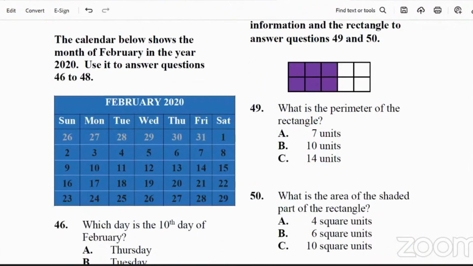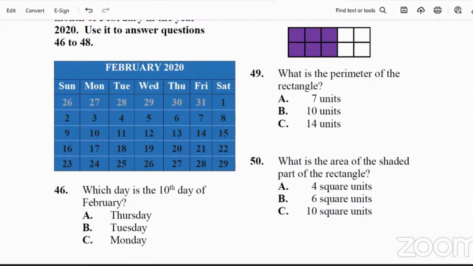Question 46. The calendar below shows the month of February in the year 2020. Use it to answer questions 46 to 48. Which day is the 10th day of February? All right, so which day is the 10th day? So February 10. Here it is. It's a Monday.